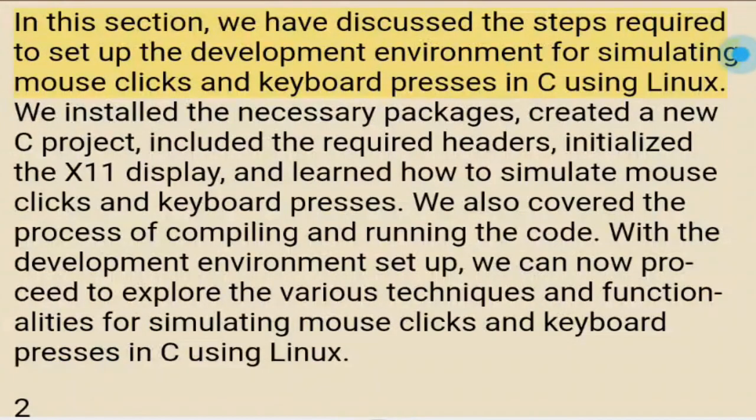Conclusion. In this section, we have discussed the steps required to set up the development environment for simulating mouse clicks and keyboard presses in C using Linux. We installed the necessary packages, created a new C project, included the required headers, initialized the X11 display, and learned how to simulate mouse clicks and keyboard presses. We also covered the process of compiling and running the code. With the development environment set up, we can now proceed to explore the various techniques and functionalities for simulating mouse clicks and keyboard presses in C using Linux.